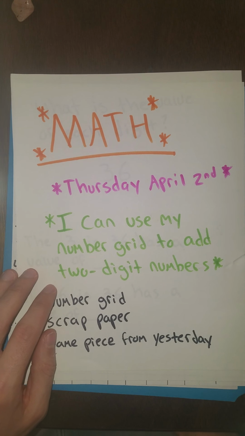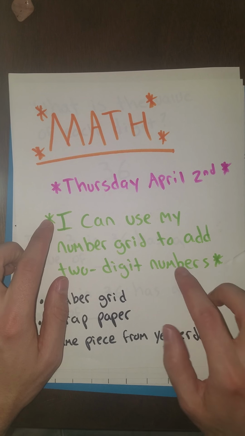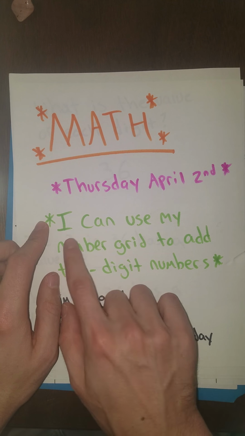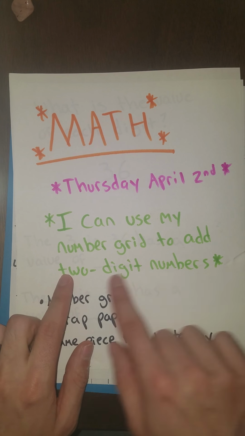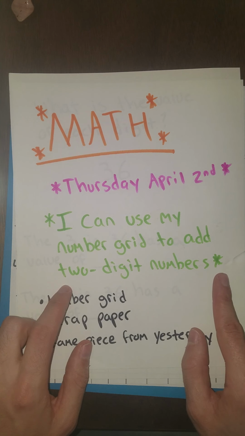Today is April 2nd, and here is our I can statement for math today. I can use my number grid to add two-digit numbers.